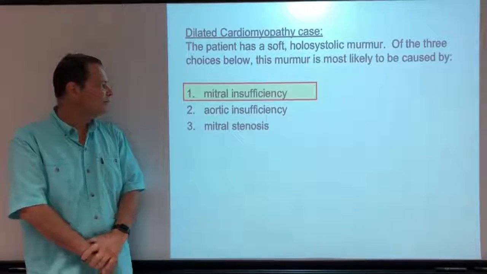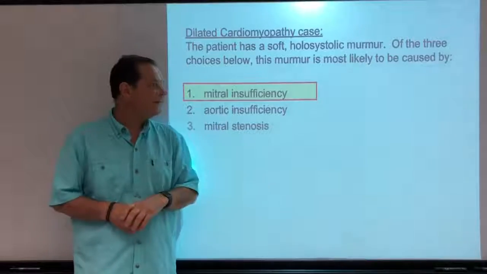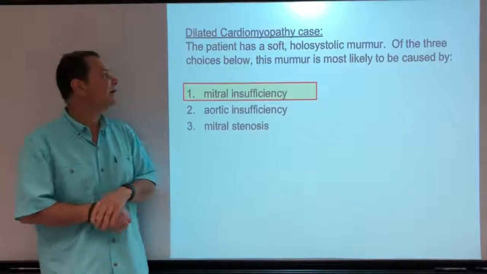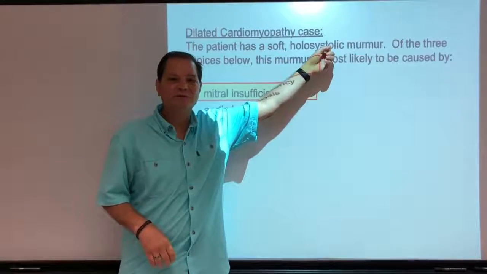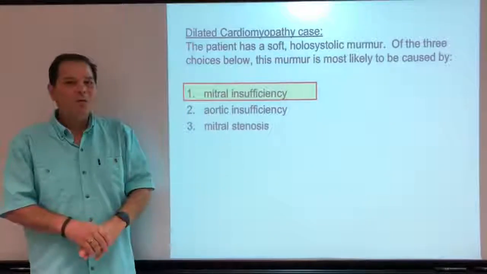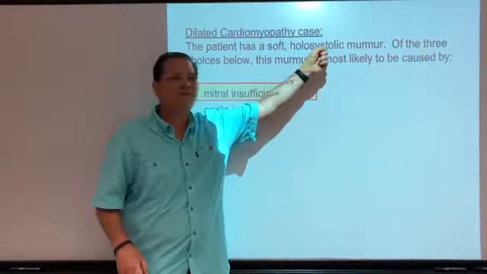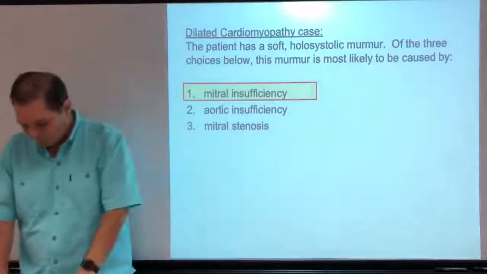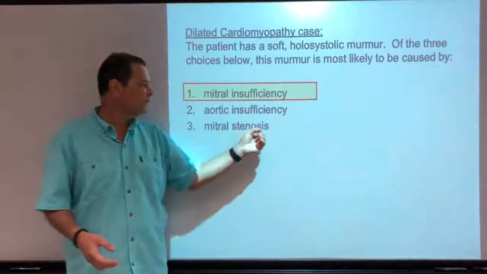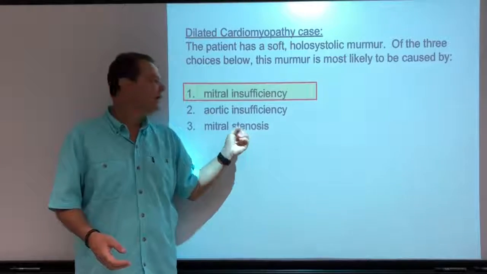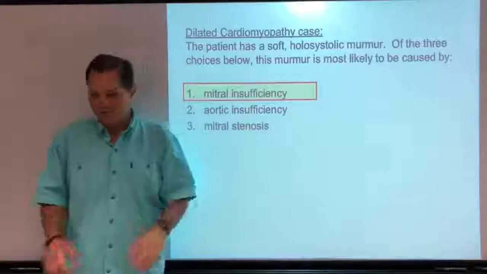So how do we know it was mitral insufficiency? Well, for insufficiency, we're looking for a closed valve. So in this case, we're looking for a valve that is closed during systole, or a valve that is open during systole. If we're talking about a stenosis, we're looking for a valve that's open during systole. If we're talking about an insufficiency, we're looking for a valve that's closed during systole.